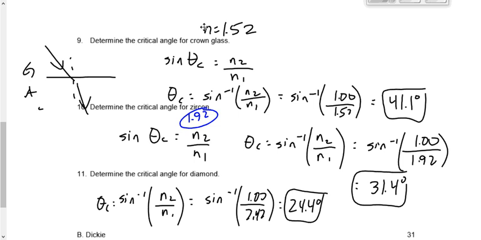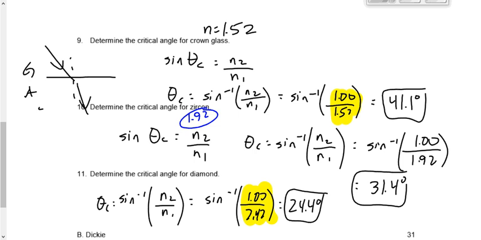If we look at these three questions, you can see three comparisons here, right? In the first one, it's 1 to 1.52. There's a difference in index of 0.52. And then it's 1 to 1.92. There's a difference of 0.92. And in the third one with diamond, there's a difference of 1.42. Which one has the smallest critical angle? The one with the biggest difference in index of refraction. Which one has the biggest critical angle? The one with the smallest difference in index of refraction.